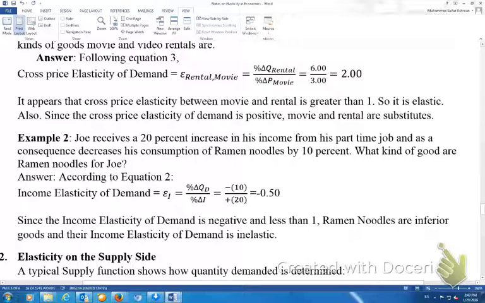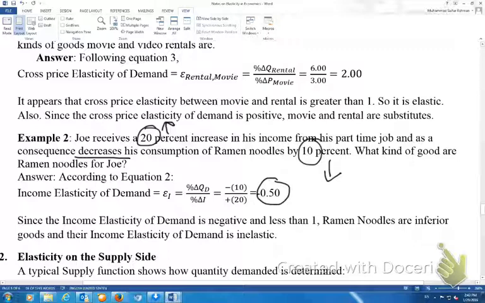Example number 2 is talking about Joe. He receives a 20% increase in his income from his part-time job, and as a consequence decreases his consumption of ramen noodles by 10%. What kind of good are ramen noodles for Joe? So we see an increase in income by 20% and a decrease in quantity demanded by 10%. So in equation 2, if we plug in the numbers, our numerator is -10, our denominator is +20. So we are going to have an income elasticity of demand of -0.50.